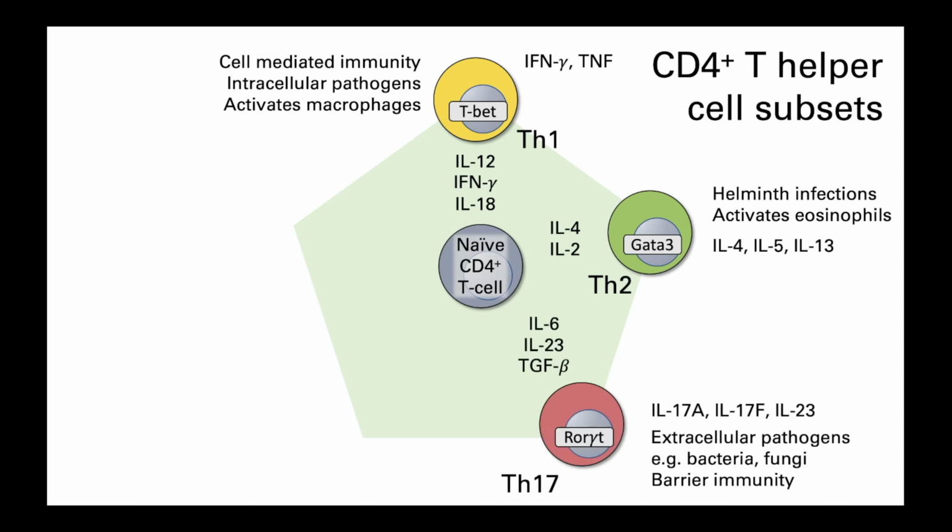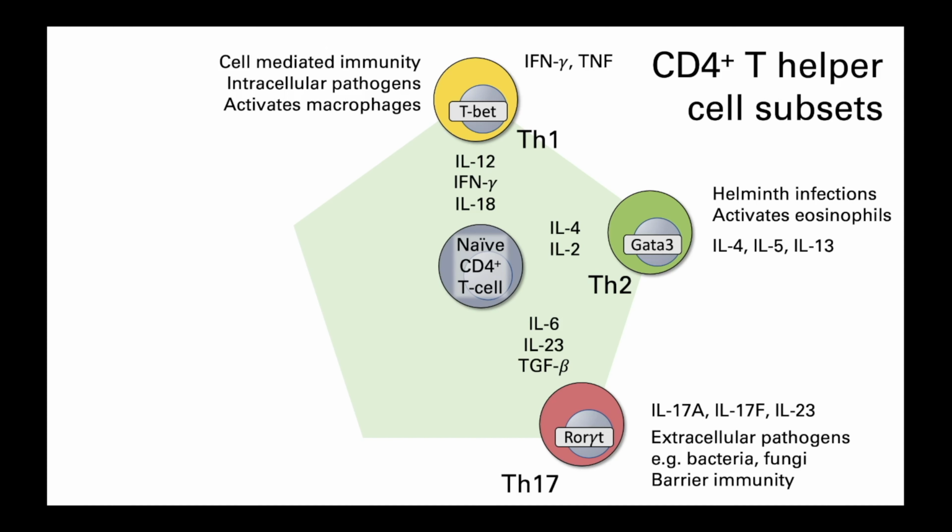Th17 cells arise from stimulation with IL-6, IL-23, and TGF-beta, and are characterized by the master transcription factor ROR gamma T. They secrete different forms of interleukin-17 and interleukin-23, and play a role in barrier immunity against extracellular pathogens such as bacteria and fungi. They are an inflammatory phenotype and have been implicated in autoimmunity and tissue inflammation.